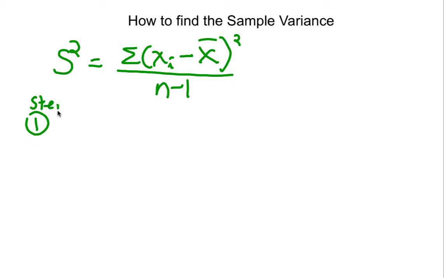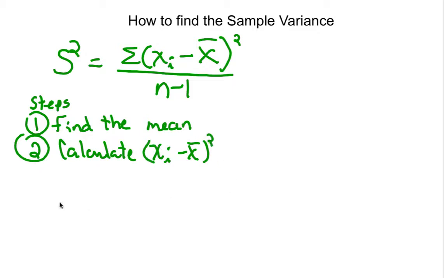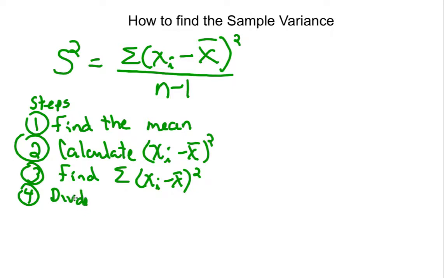So how would we do this? Step 1, we find the mean, x bar. Step 2, we're going to calculate (xi minus x bar) quantity squared. Step 3, we're going to find the summation of those calculated values. And then finally, step 4, we're going to divide by the number of data points minus 1, or n minus 1.